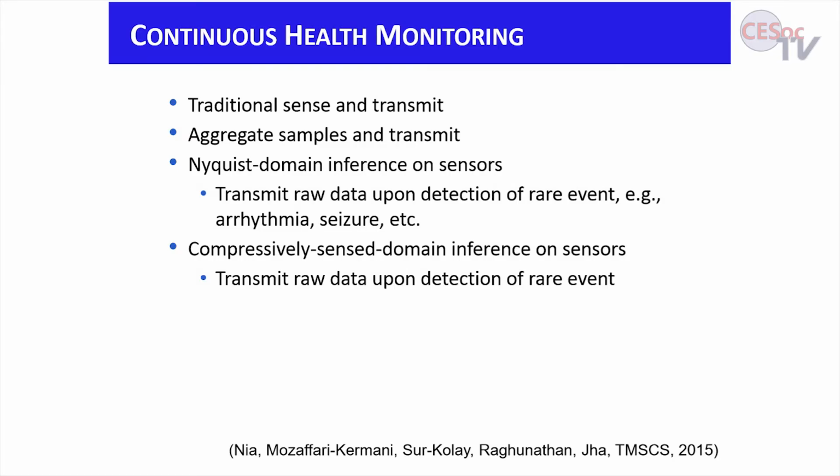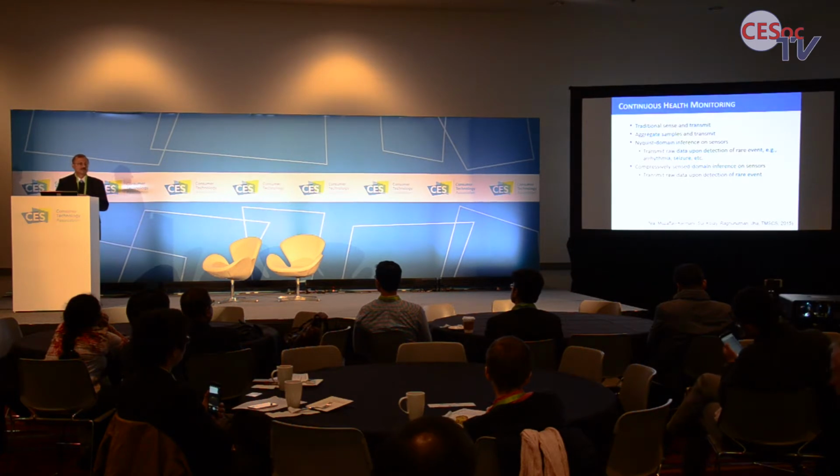Or you could do Nyquist domain inference, where you're looking for those rare events. So what's the point of my ECG sensor telling my smartphone 10,000 times a second that I'm not having an arrhythmia attack right now? Most of the time I'm not having an arrhythmia attack or a heart attack. When that rare event does occur, that is the time when we should tell the smartphone to get an ambulance and collect some of the data before and after and send that to the health server also, because the physician may want to have a look at it.